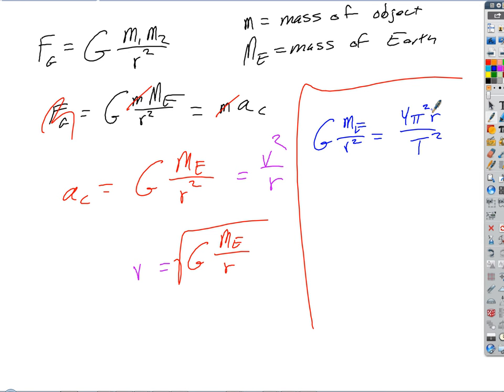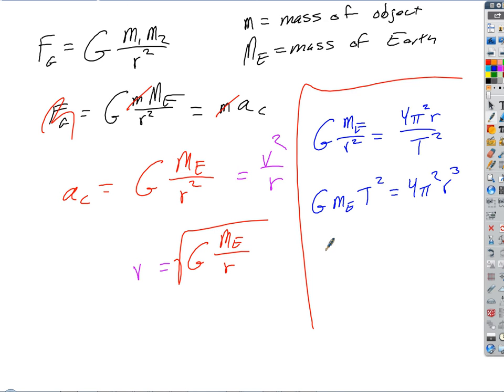I could cross multiply, I could flip both sides, because the g really just goes on top, right? So if I cross multiply, I'd get g times m sub e times t squared equals 4 pi squared r cubed. Agree? And then all I'd have to do now is divide each side through by gm and then square root it. And I've got an equation for orbital period then, right?